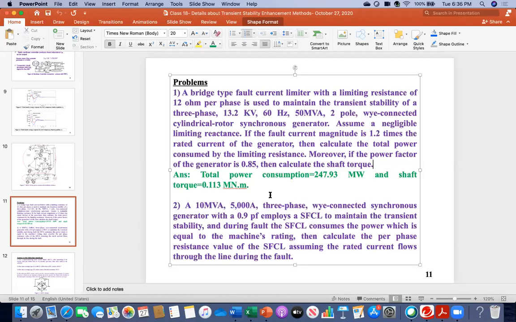Sindhuja, did you get the first result? Venkat? Yes, sir, I got the first one. I'm working on the second one. Okay.